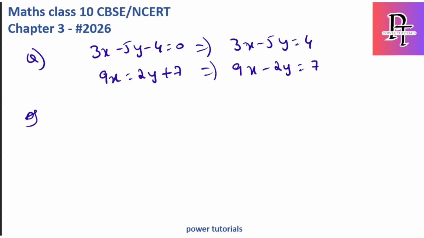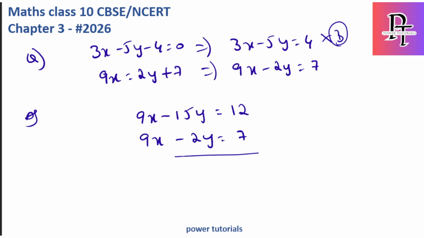So if I notice, if I multiply this by 3, I'll get 9x. So simply the first equation I will multiply by 3. If I multiply by 3, what will I get? 9x minus 15y. Make sure to multiply the whole terms, not only the x term. So 4 times 3 is 12, and the second equation is 9x minus 2y is equal to 7. So here both are the same, so what I have to do is simply subtract.